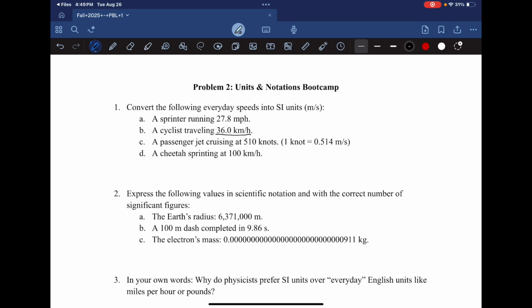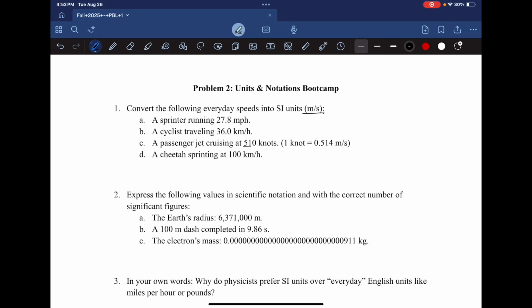For our next problem, we have 36 kilometers per hour, and we again want to convert into SI units. So we have kilometers per hour, and we want to put it into meters per second. So again, we need hours into seconds and kilometers into meters. For hours, again, we have 1 hour per 3,600 seconds. And then for kilometers into meters, there are 1,000 meters for every kilometer. So we divide 36 by 3,600, and then we multiply it by 1,000, and we get 10 meters per second.